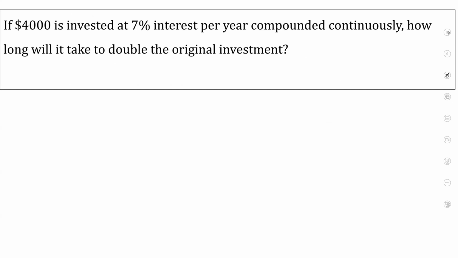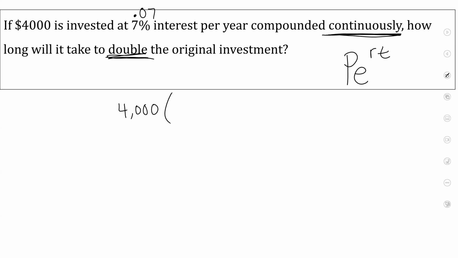It says if $4,000 is invested at 7% interest, as a decimal, it will be 0.07, per year compounded continuously. We see the word continuously, so we know we're going to use this formula, Pert. How long will it take for the original investment to double? So it'll be 4,000 e, I don't need a parenthesis here, e, and your rate is 0.07, and then we have time. And we want it to double, so what should I put on this side?